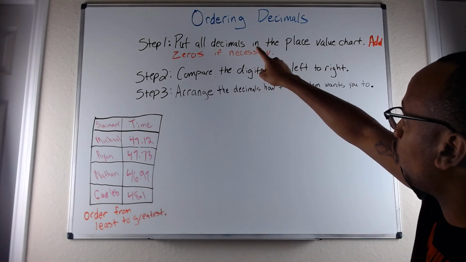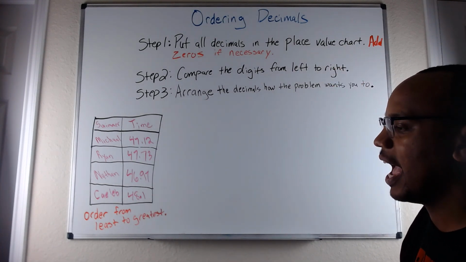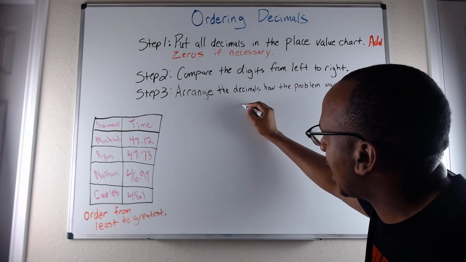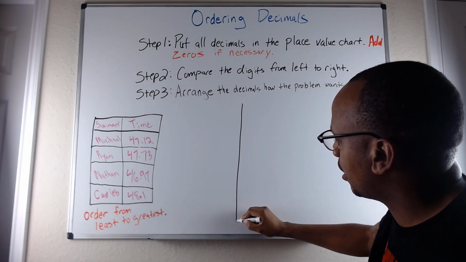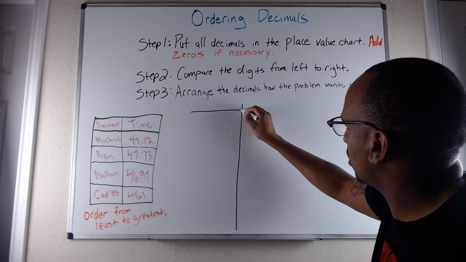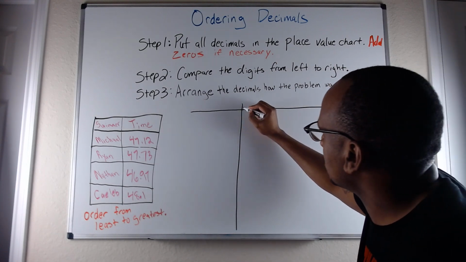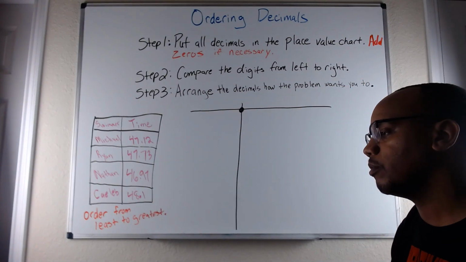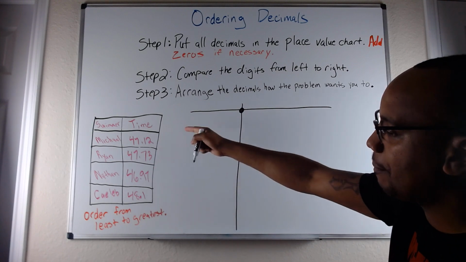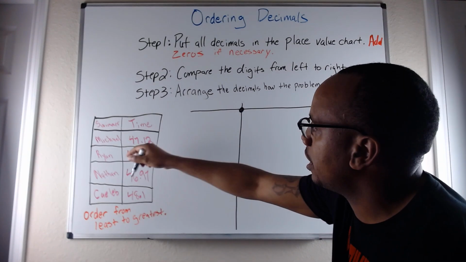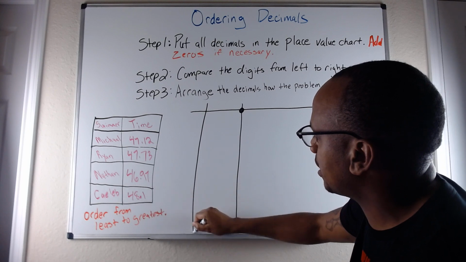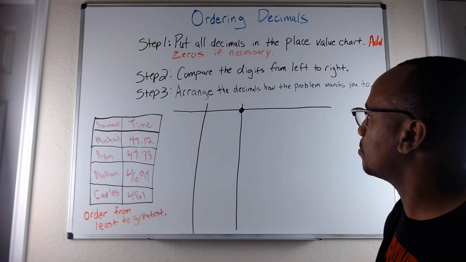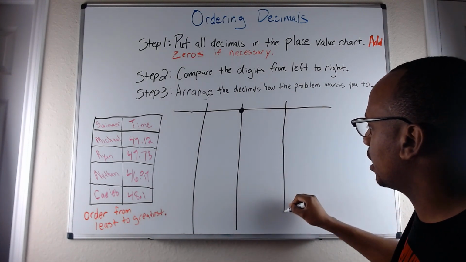Step one, put all the decimals in a place value chart. Add zeros if necessary. I like to do a simplified place value chart. I like to draw a T-table. I like to put my decimal point in the corner of the T-table. Then I go look at my numbers. I have 2 digits to the left, which means I need 2 place value spots to the left. I have 2 digits to the right of the decimal point, which means I need 2 spots to the right.